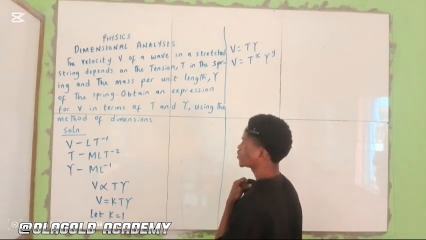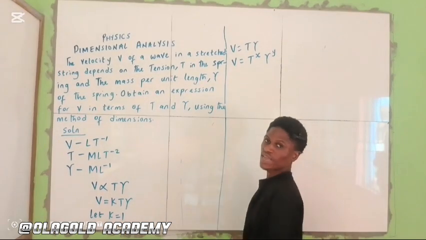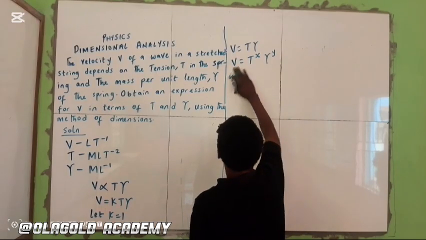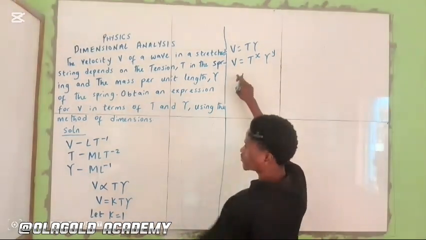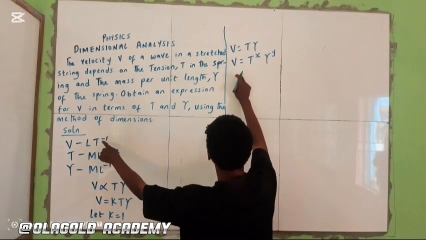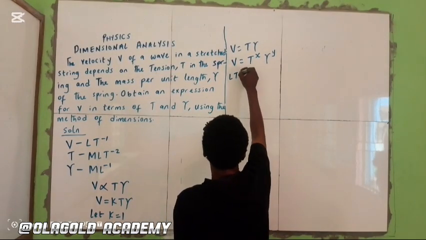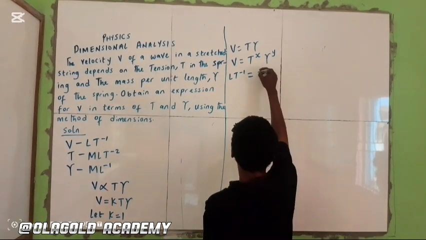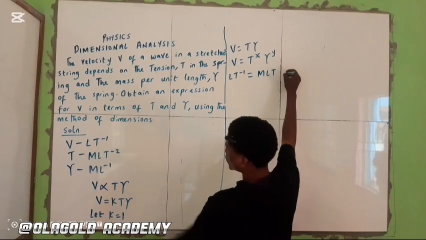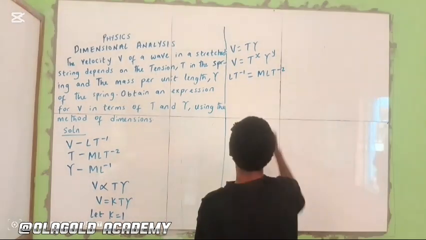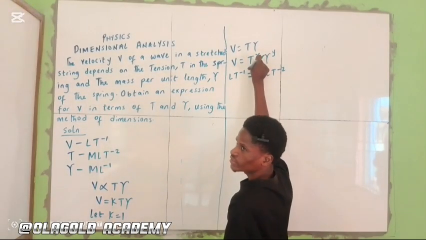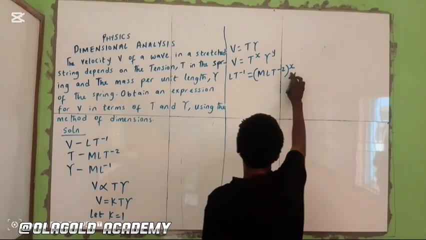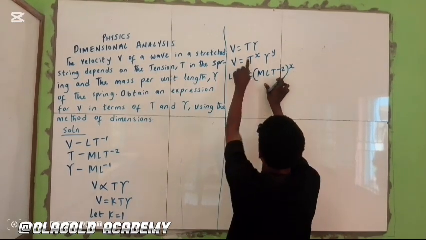So the next thing now is to bring in the dimensions. The dimension of the velocity here is LT raised to the power of minus 1. So we have LT raised to the power minus 1 equal to, our tension is MLT minus 2. Remember, it's having an index of x, so everything here is raised to the power of x.